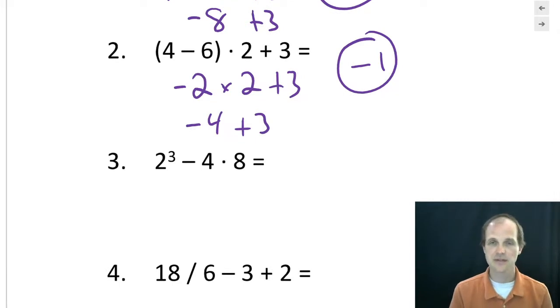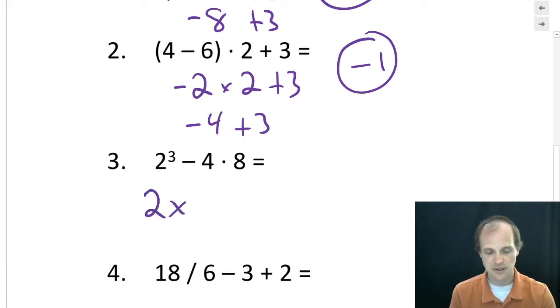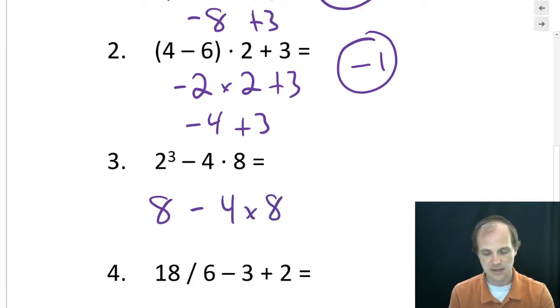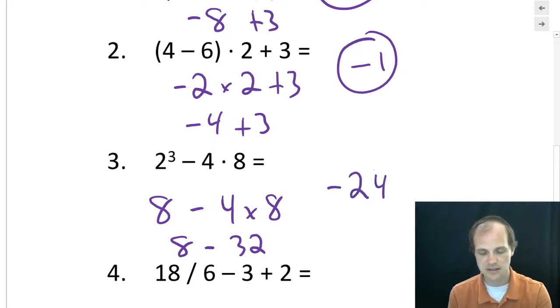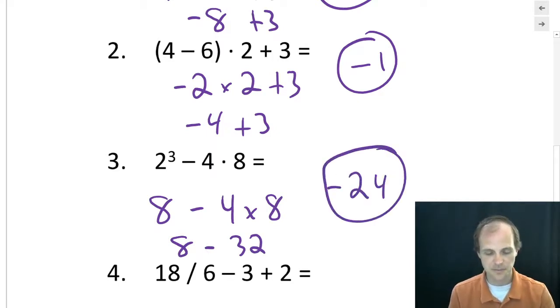2 cubed minus 4 times 8. 2 cubed is 2 times 2 times 2, which is 8. So I get 8 minus 4 times 8. 4 times 8 is 32, so I've got 8 minus 32, which is going to be a minus 24.